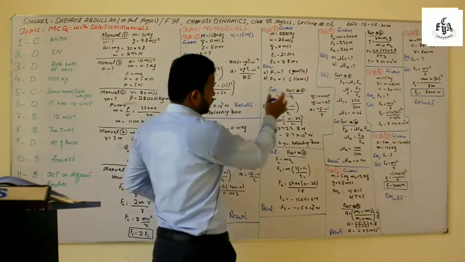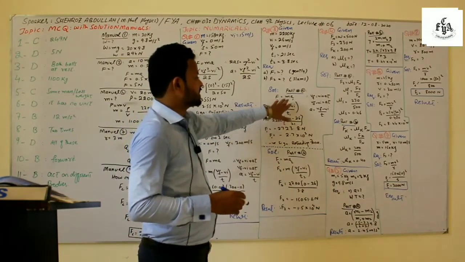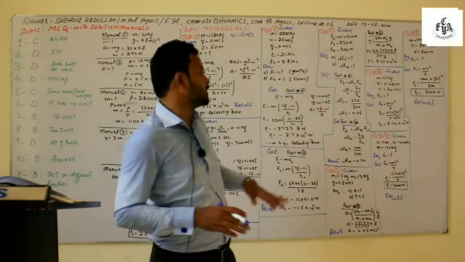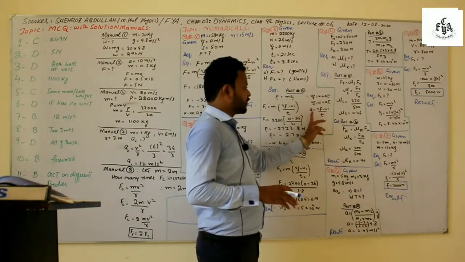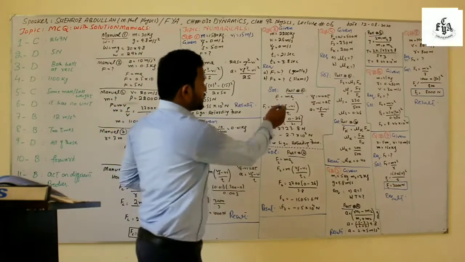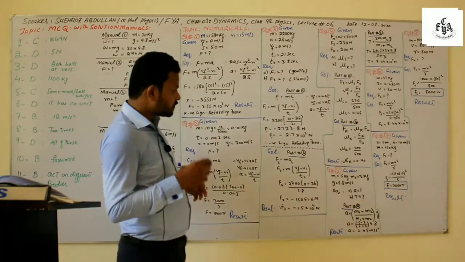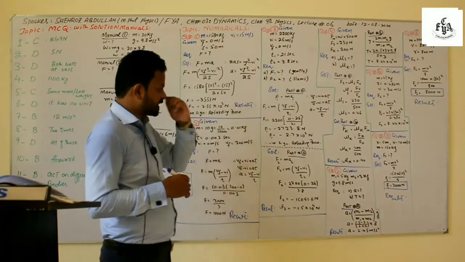For part 1, F1 is equal to ma1, so F1 is equal to m as it is. Instead of a, we will write vf minus vi divided by t1, from the first equation. Just put the values over here, you are going to get F1 is equal to 2200 into 0 minus 26 divided by 21.